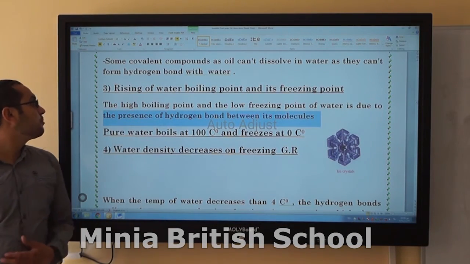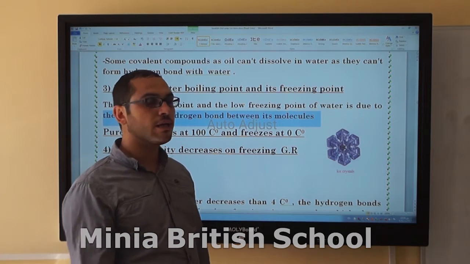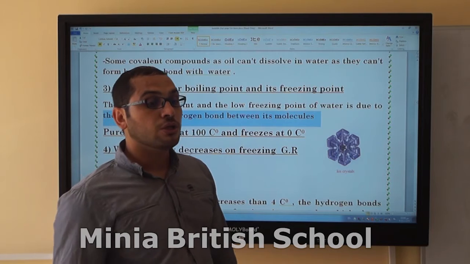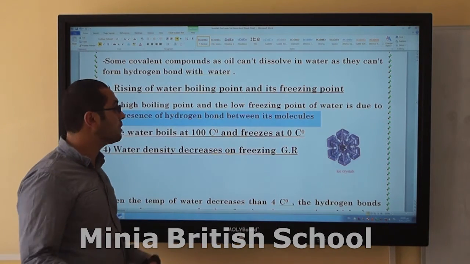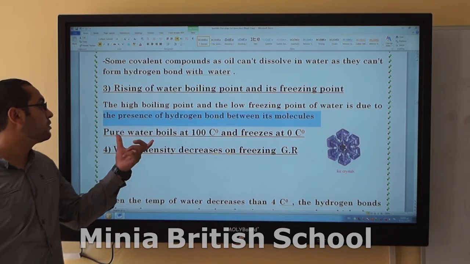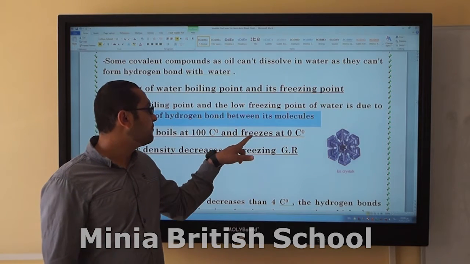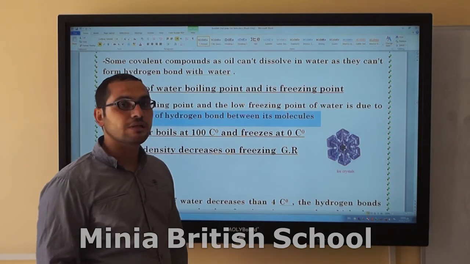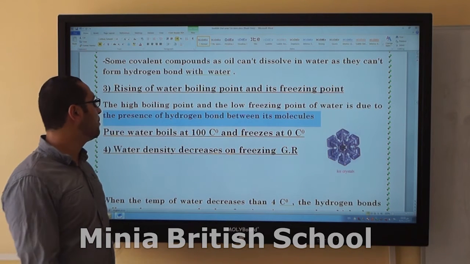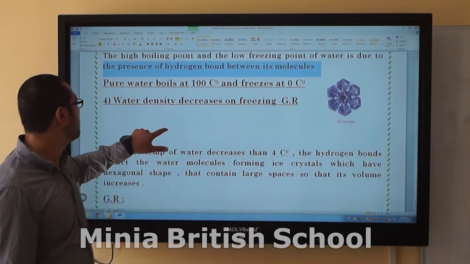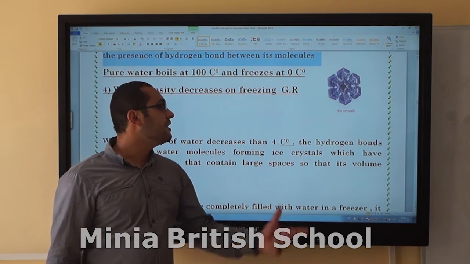The third property is the rising of the water boiling point and its freezing point. Due to the presence of hydrogen bonds in water molecules, pure water boils at 100 Celsius degrees and freezes at 0 Celsius degrees. Due to the presence of hydrogen bonds.